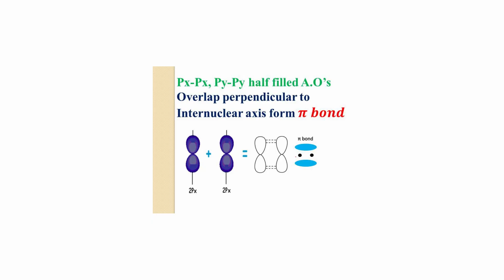What type of bond is formed by px, px and py, py in the different direction? When two half-filled p orbitals overlap perpendicular to the internuclear axis, the bond formed is a pi bond. See the pictures of px, px and py, py perpendicular to the internuclear axis. Such a bond is a pi bond.